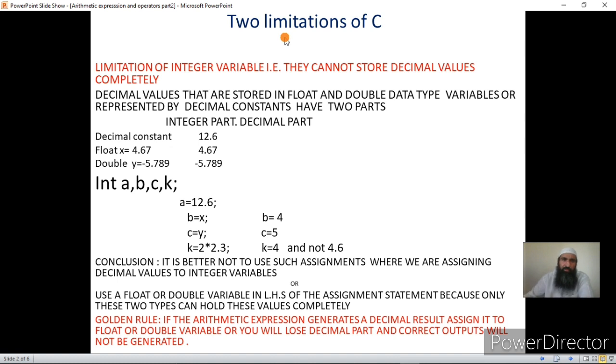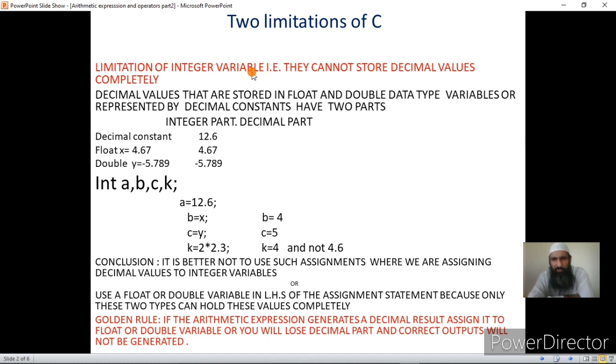Now these limitations cannot be overcome, or if they can be overcome, let us see how we can do it. The first limitation is that of the integer variable. An integer variable can hold only integers and it cannot hold decimal values. By decimal values we mean those values which have a decimal point.